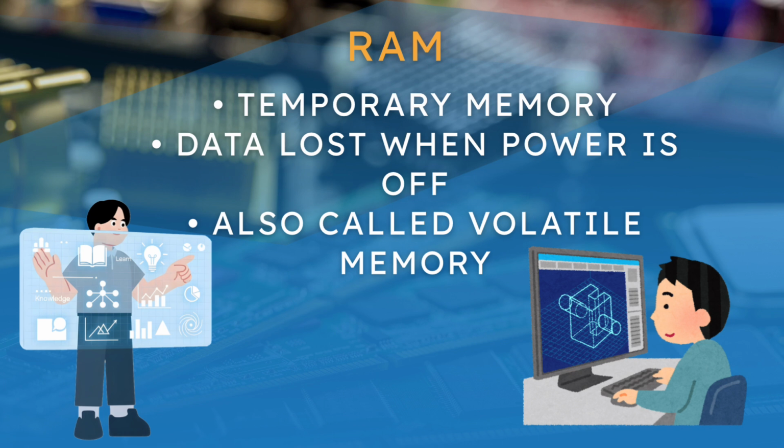Let's understand this with a simple example. Imagine you are writing on a whiteboard. When you erase the board, everything disappears. Just like that, when power is off, RAM loses all data.